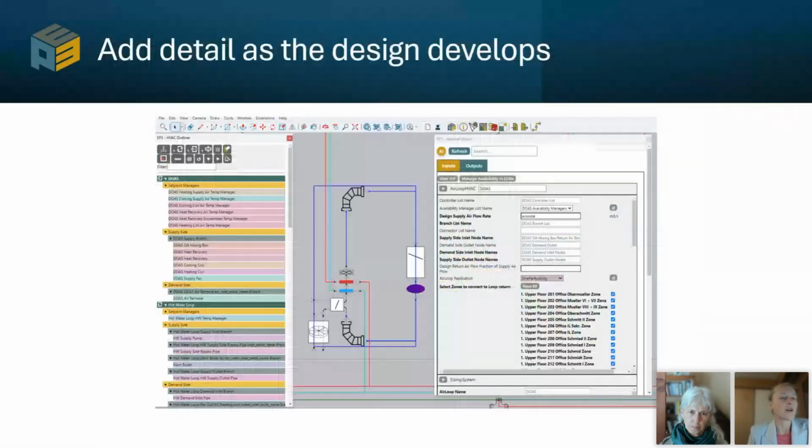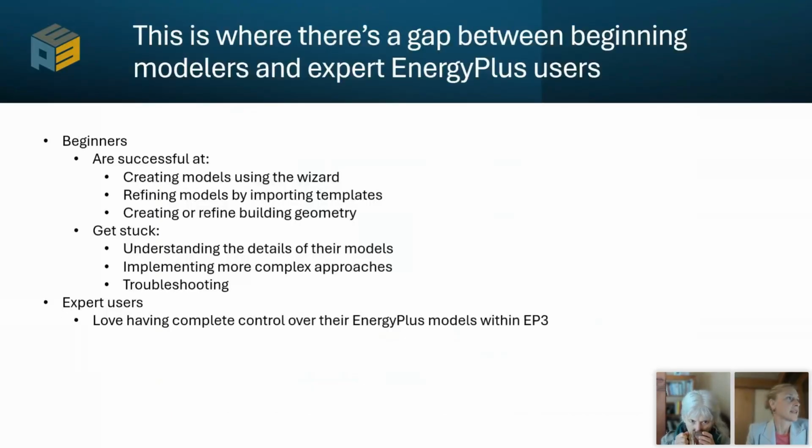And as the design develops, you can add more detail. So here we're looking at the HVAC system and a direct outdoor air system in the HVAC system diagram. And at this level where we're adding detail, this is where there's a gap that starts to emerge between beginning modelers and expert Energy Plus modelers.